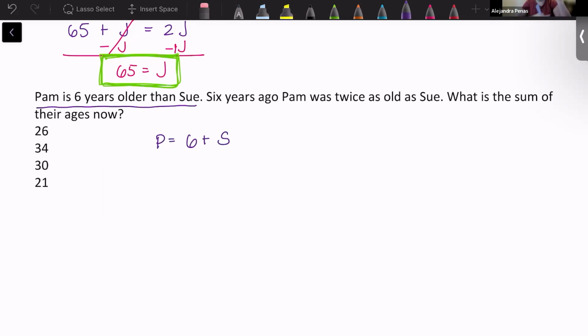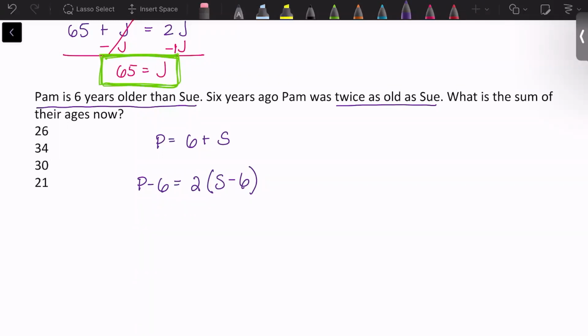6 years ago, so we're going to go 6 years in the past. We're going to have to subtract 6 from both Pam and Sue, because that's the part that I always mess up. So 6 years ago, Pam minus 6, and it says that 6 years ago, Pam was twice as old as Sue. So we're going 6 years in the past, which means it's going to be 2 times Sue minus 6 because this was Sue back then. Is that okay with everyone? This is honestly the most confusing part.